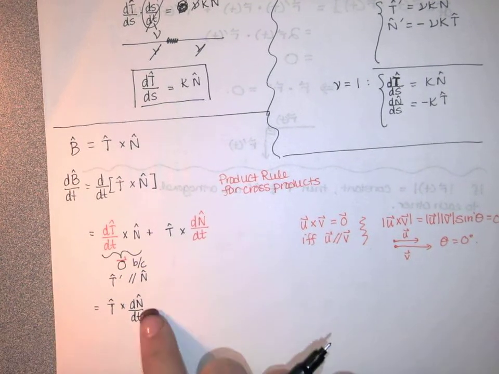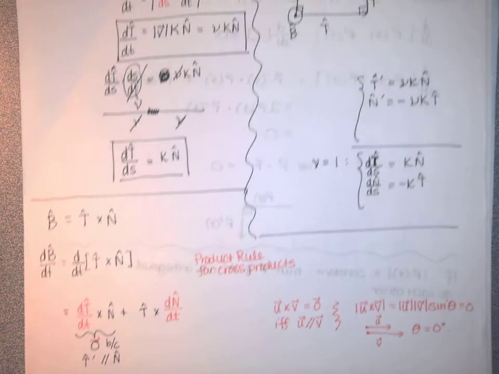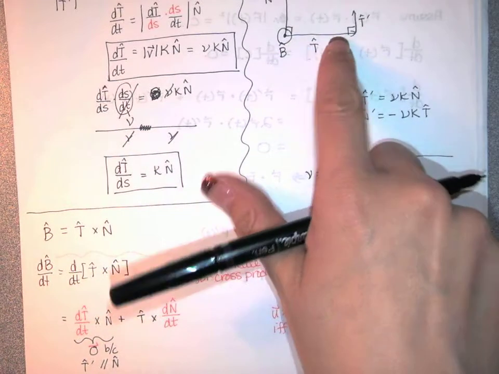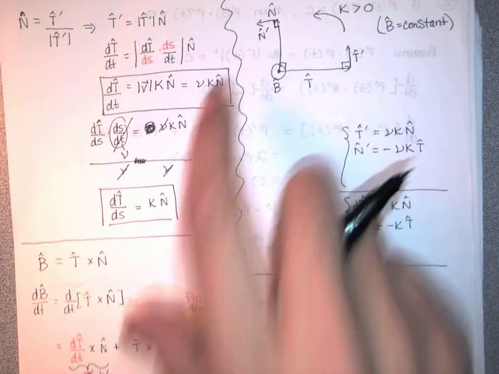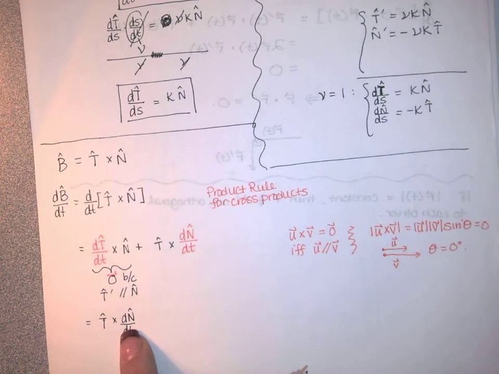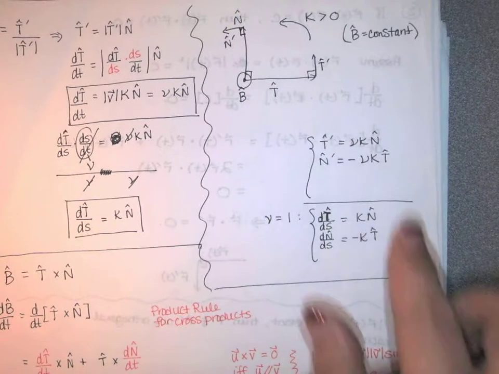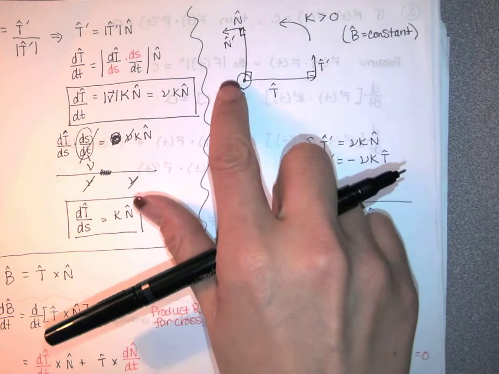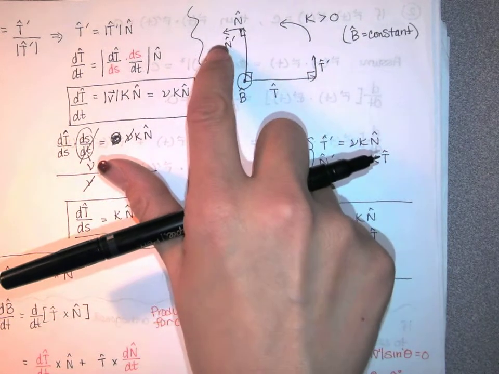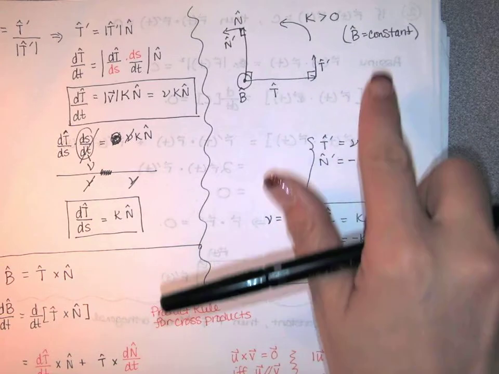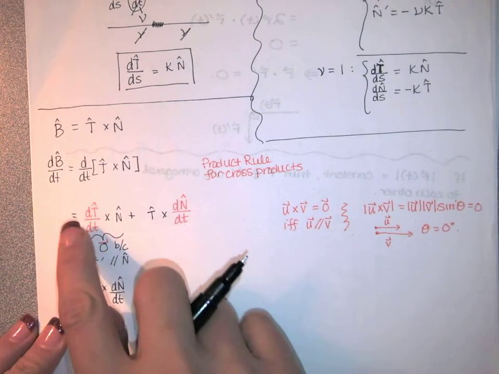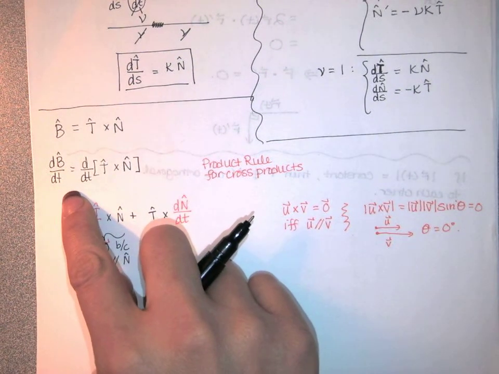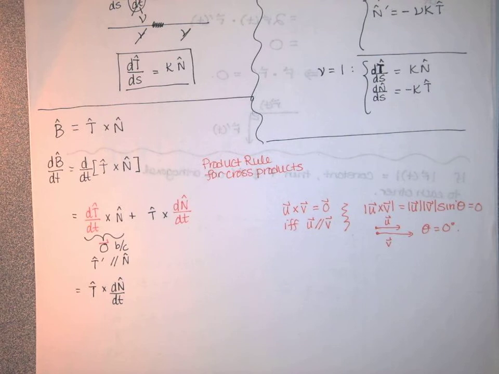Now, if you're saying to yourself, hey, that's 0 too, because look at this picture. Here's t hat, and there's the derivative of n hat. You're absolutely right. In the case when b is constant, t hat and n hat prime are parallel to each other. So if b is constant, we'd get 0 here, and the derivative of b hat with respect to t would be 0, so that would mean b hat is a constant. So all of that is consistent.